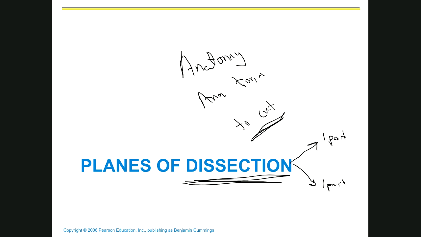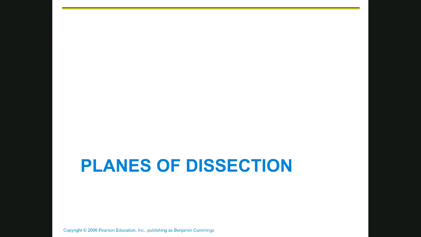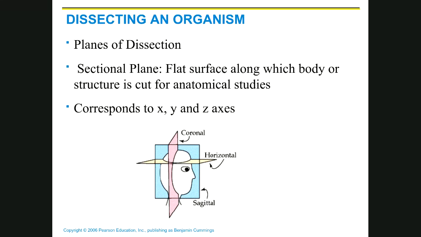Well, to do that, we're going to make cuts. Well, there are only a certain number of ways that you can make cuts. And when you do make a cut, you get what's called a plane of dissection. A plane is a flat surface, the flat surface along which the cut was made. That's a sectional or dissectional plane. So look, this person, this head, whatever this is, has been cut three ways. So they've been cut this way, and then this way.